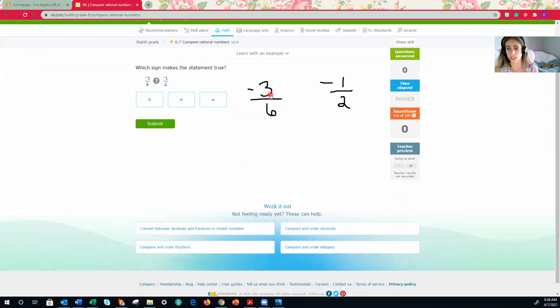Because I notice that I have the fraction -3/6. Both 3 and 6 are divisible by 3. So I am going to reduce that fraction by dividing both the numerator and denominator by 3.